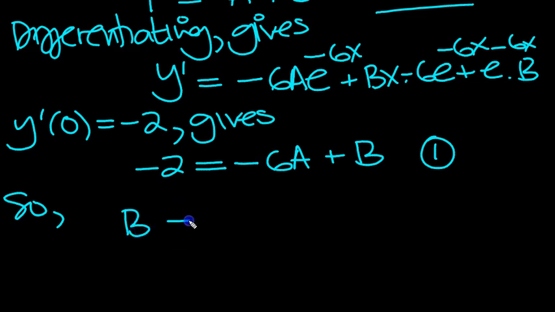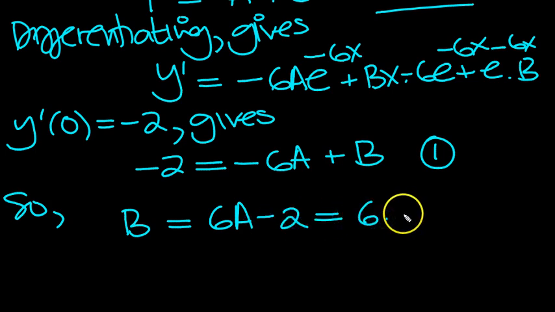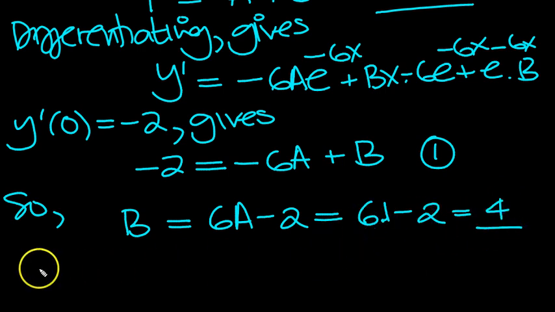So a is 1, so what is b? So b equals, reading from right to left, move the minus 6a over to plus 6a, minus the 2 that's already there. A is 1, so we get 6 times 1 minus 2, which is 6 times 1 is 6, minus 2 is 4. So b is 4.